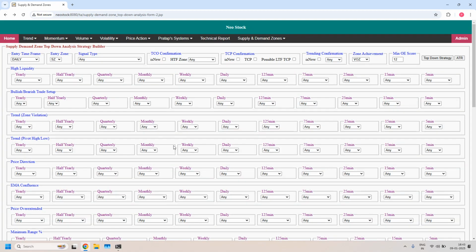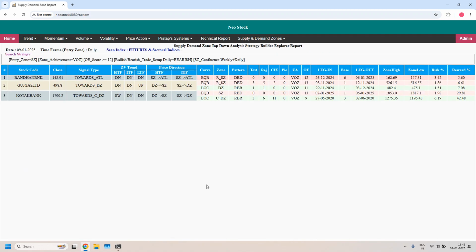So let me go back. In the bullish or bearish trade setup, at a daily time frame, I have to select bearish. I haven't done that. Now let me filter. Now we got only 3 stocks. That means currently bearish trade setup supported stocks are few, but we have selected weekly and daily EMA confluence.